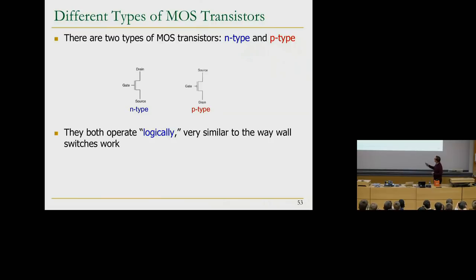P-type is exactly the opposite. That's why, so this little dot over here says that it's the negated value. There's no dot over here, so you apply high voltage, this gets turned on. For this to get turned on, you have to apply the negative of high voltage, which is low voltage, or the complement of high voltage, which is the low voltage, to turn this on.